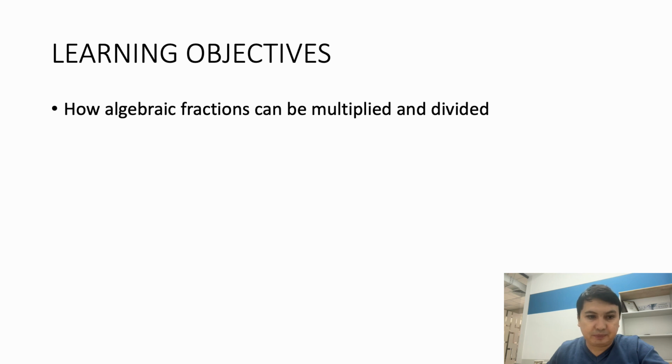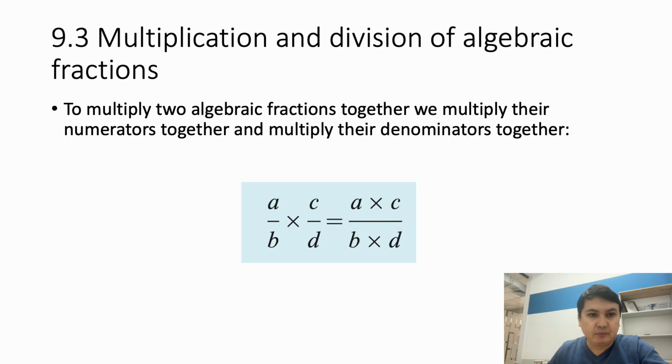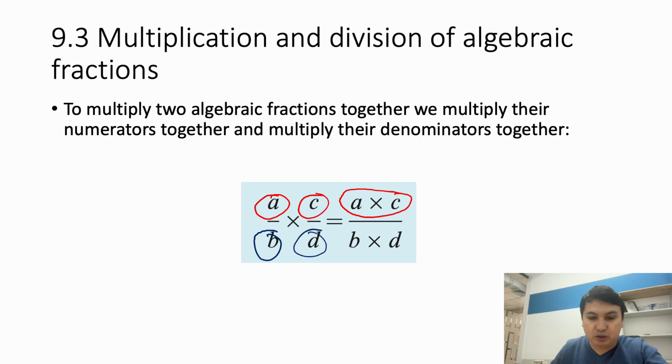So, to multiply two algebraic fractions together, we multiply their numerators and their denominators together, right? So here, A is the numerator of the first algebraic expression. Let's say that C is another. So you multiply them together. And similarly, B and D are denominators. So you multiply denominators, right?